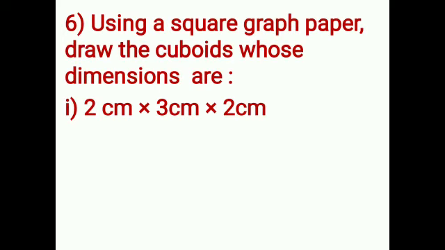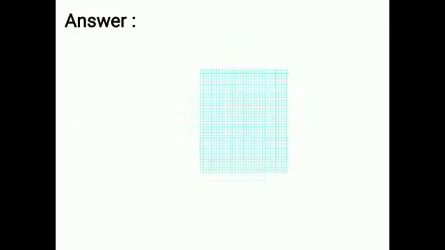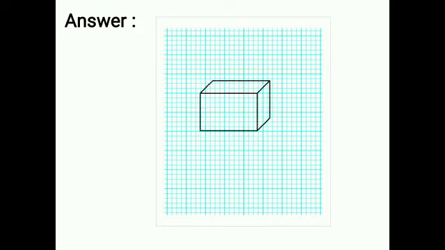Now next thing, using a square graph paper, draw the cuboid whose dimensions are 2 cm, 3 cm and 2 cm. So see here, this one is the graph and this is the diagram for the cuboid. In our diagram, take the scale and start from here. This one is 3 cm and go to the upper side, and here take your scale, this side is 2 cm, this one is 3 cm, this one is 2 cm.